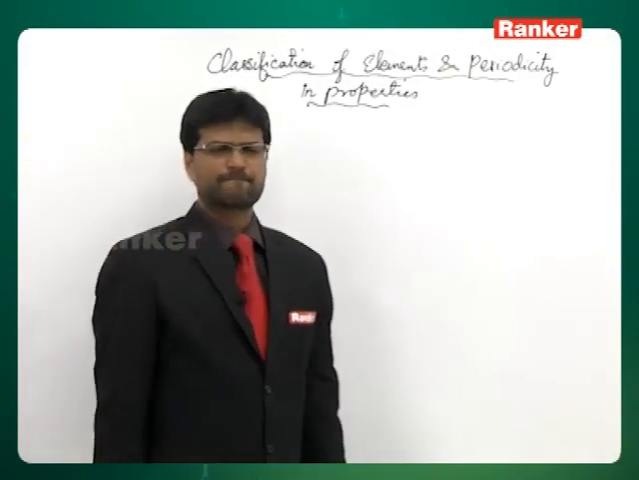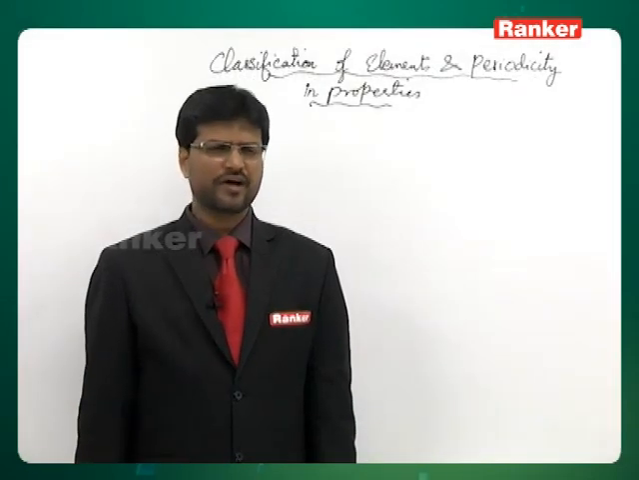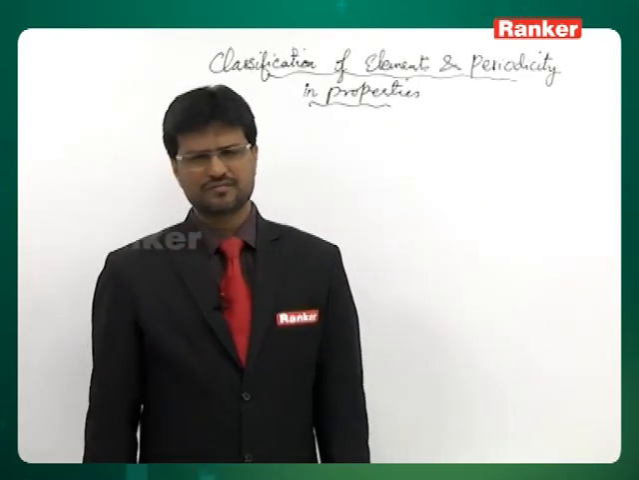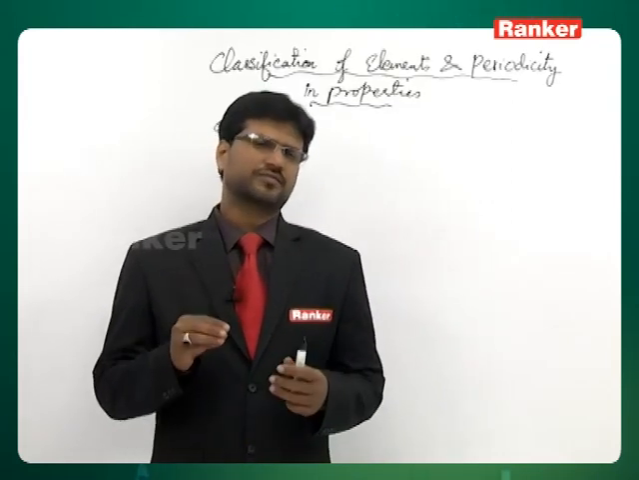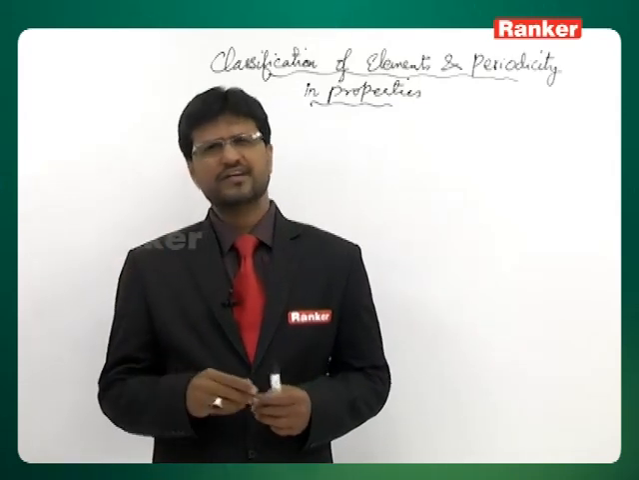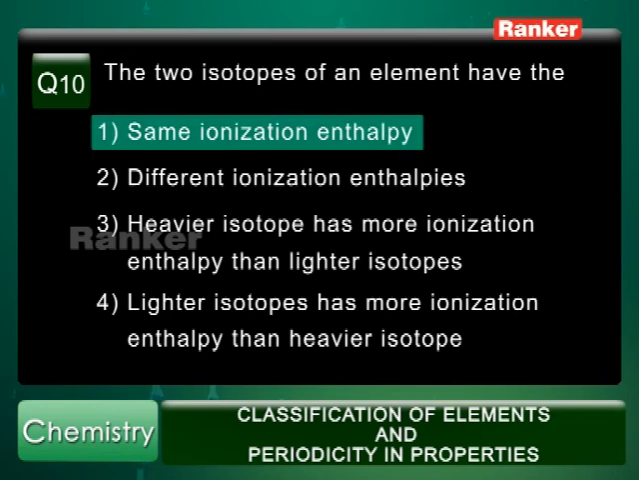Question number 10. The two isotopes of an element have: option 1, same ionization enthalpy; option 2, different ionization enthalpies; option 3, heavier isotope has more ionization enthalpy than lighter isotope; option 4, lighter isotope has more ionization enthalpy than heavier isotope. Isotopes have the same size, isotopes have the same ionization enthalpy. So the correct answer is first option, they have the same ionization enthalpy.